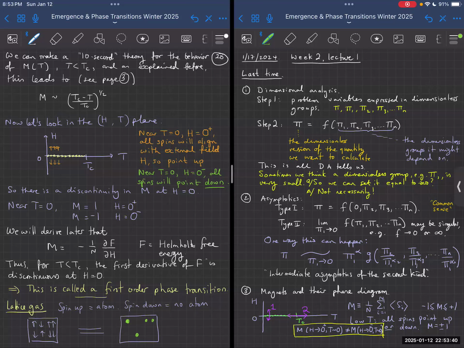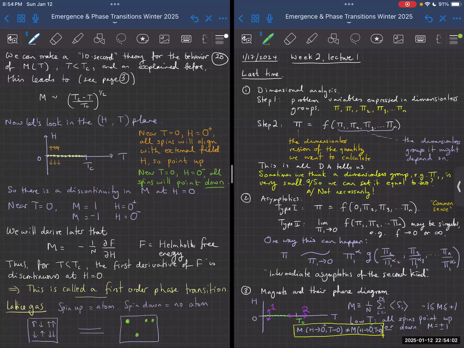We talked about two types of asymptotics. Type 1, which you might think of as common sense asymptotics, is where the limit as pi1 goes to 0 is actually well defined and exists. And so we can just replace pi by some function of 0 and then pi2 up to pi n. And so we've reduced the number of degrees of freedom we have to worry about.